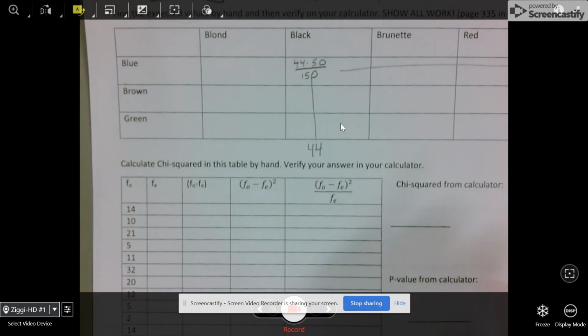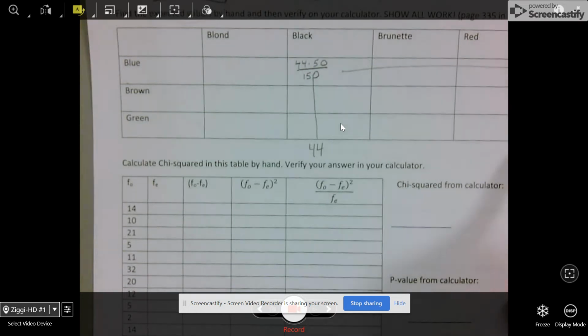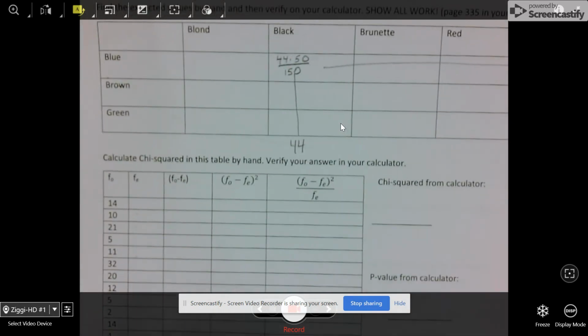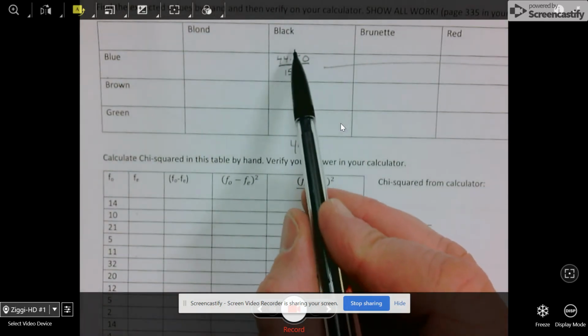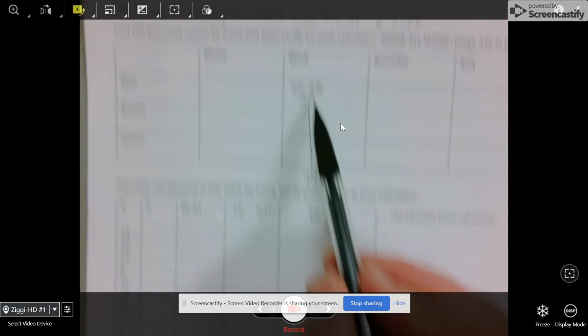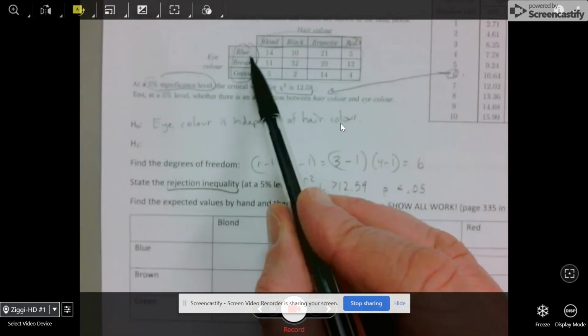So what goes here would be all of the expected values from this table, and you can just do them in 3 sig figs. So for instance, the blue and black hair, that number up here was the 10. So we're talking about this value right here. So I'm going to go ahead and show you how I'm going to get that number. 44 times 50 divided by 150 is 14.7.